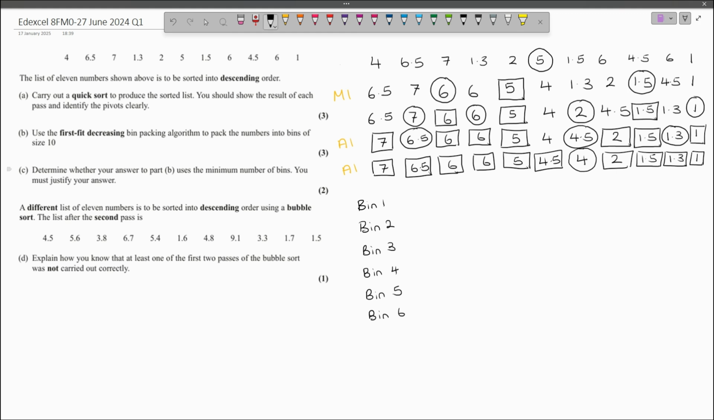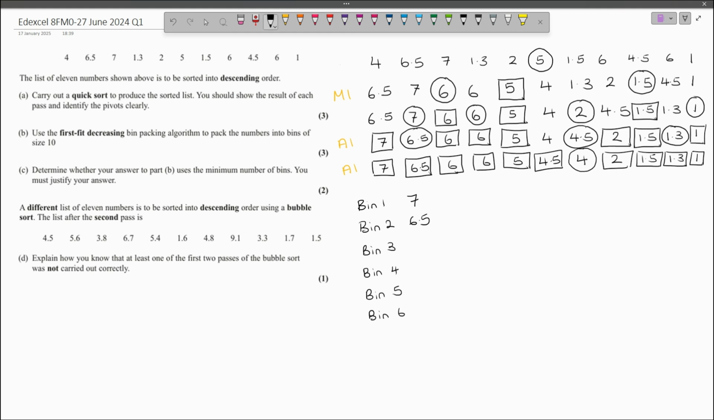And first fit decreasing bin packing algorithm, I'm going to go left to right on my sorted list. I'm going to place the item into the first available bin that it fits into, starting at 1 each time. So 7 fits into bin 1. However, 6.5 cannot fit into bin 1 because the bin only has a space of 3 remaining. So 6.5 must go into bin 2.